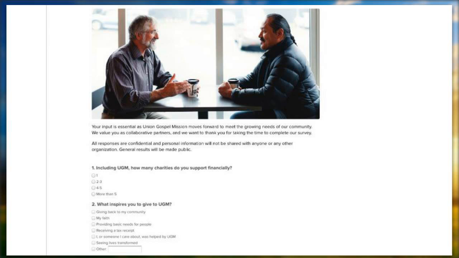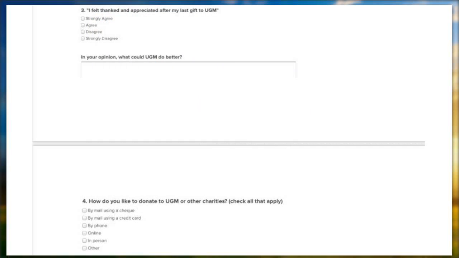First, they ask, including UGM, how many charities do you support financially? There's a couple of options: 1, 2 to 3, 4 to 5, or more than 5. There's also some options for checkboxes in the next question, which says, what inspires you to give to UGM? So there's some different answers there, which really helps them to determine where people are coming from with their desire to give.